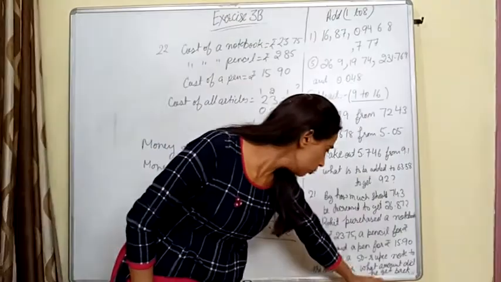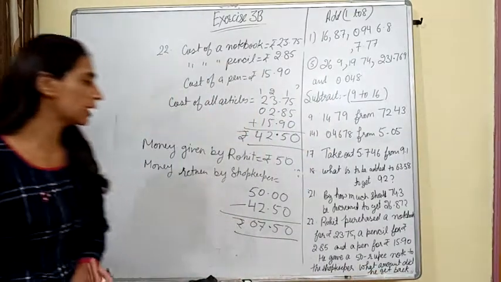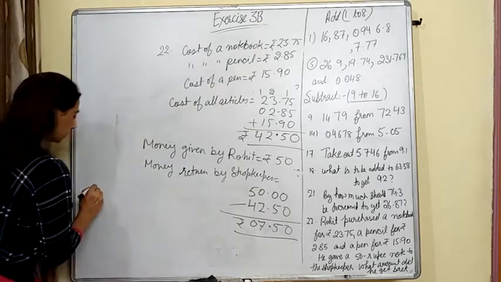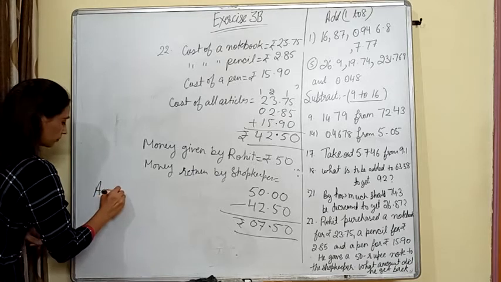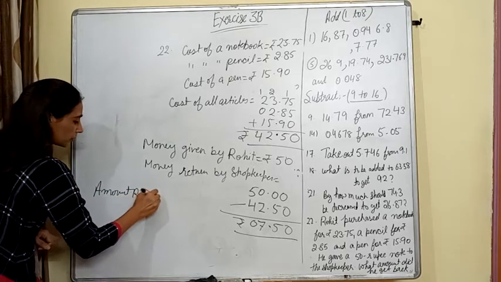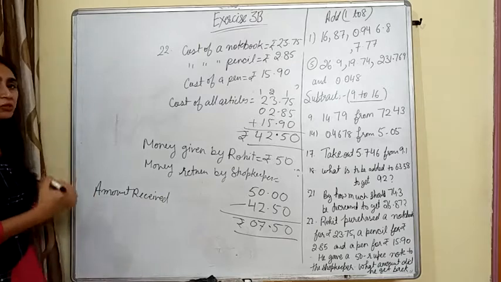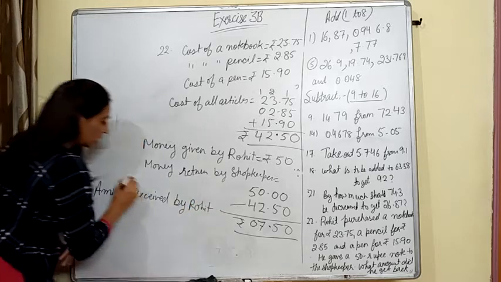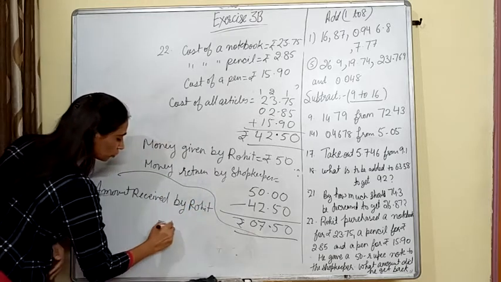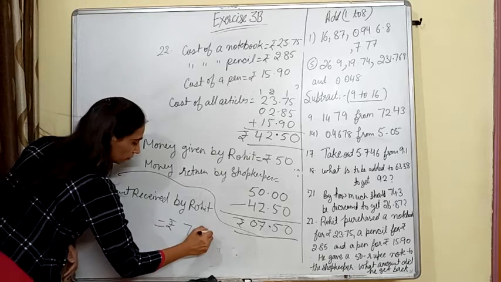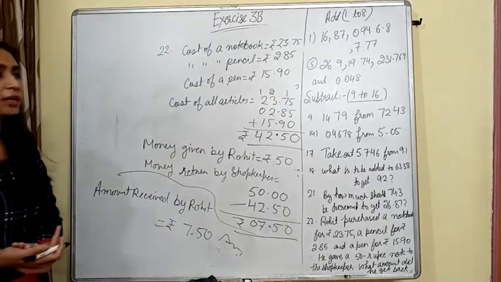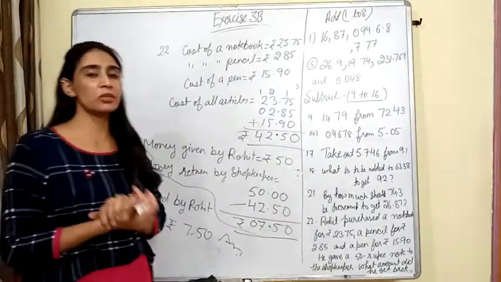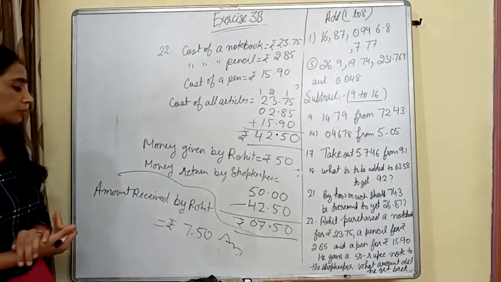We have to tell the amount he got back. So at the end we will write: amount received by Rohit, received means what he got, is equal to rupees 7.50. This is our last line, this is our answer. Okay, so you will complete this exercise on your own. Also try all the examples related to this exercise. Okay, thank you class.